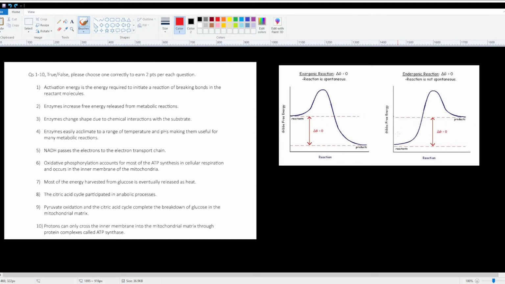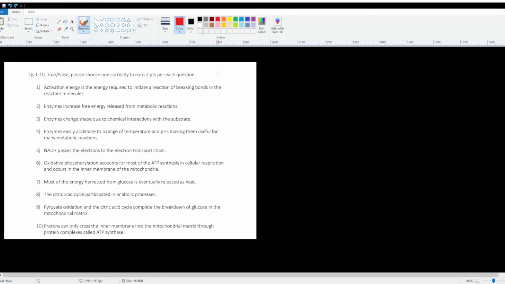For example, glucose into CO2, or let's say fats or oils also into CO2 and water. It's just this breaking down of molecules, right? So that's what's happening here. We always have to break something down before we either leave it broken or we're going to build it back up, right? So I would say that number 1 would have to be true. Activation energy is the energy required to initiate a reaction of breaking bonds in the reactant molecule. I'm going to say that's true.